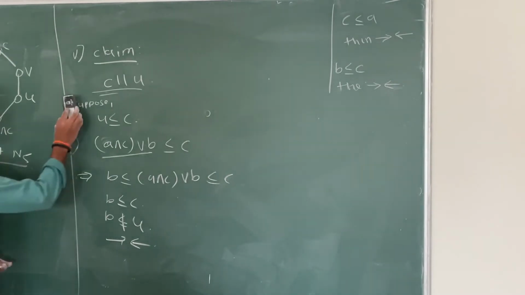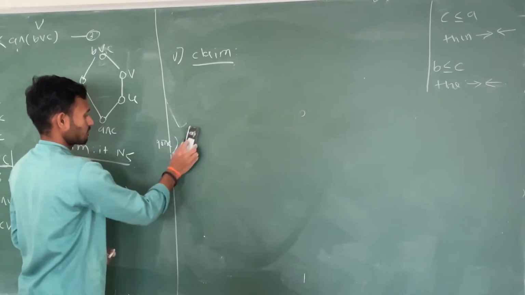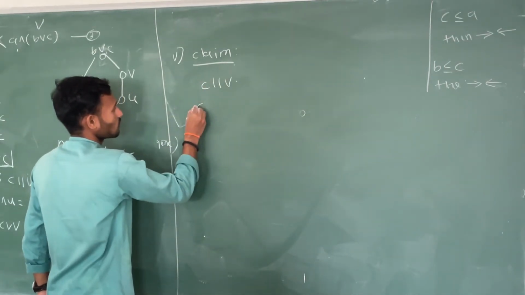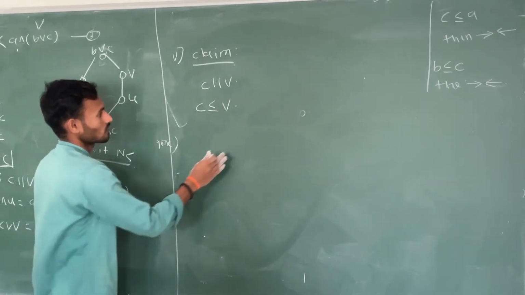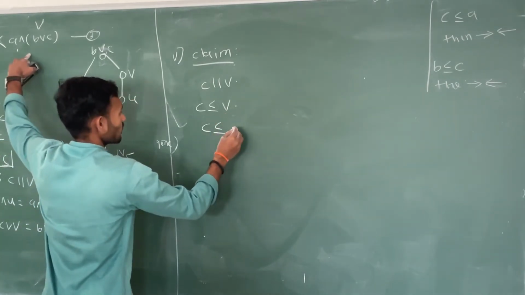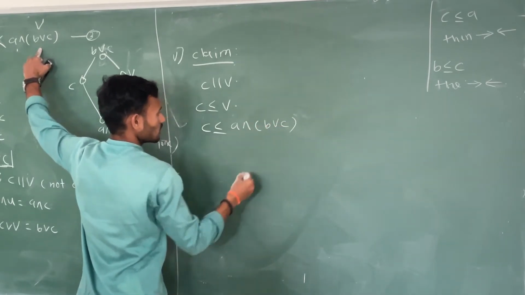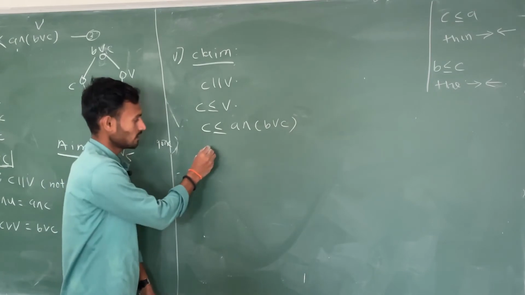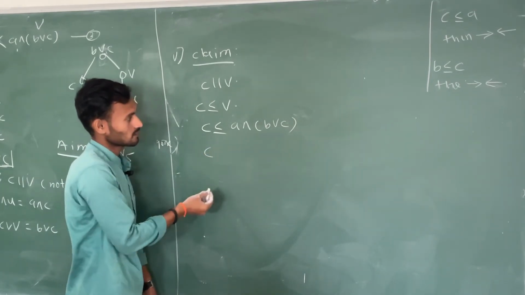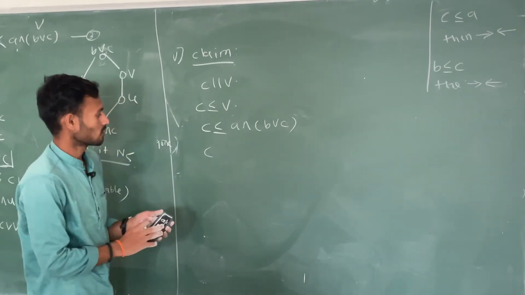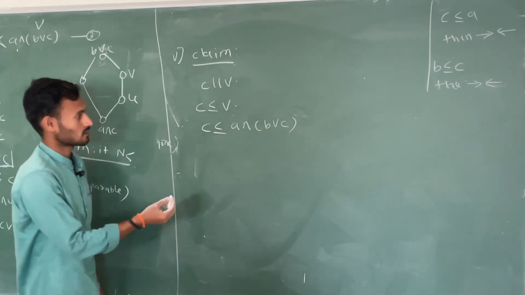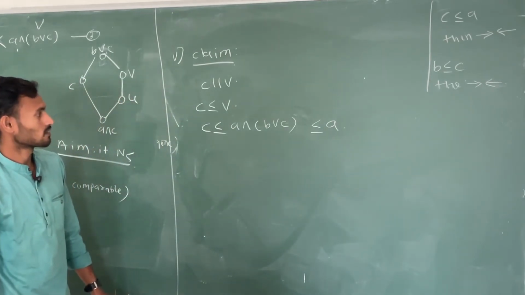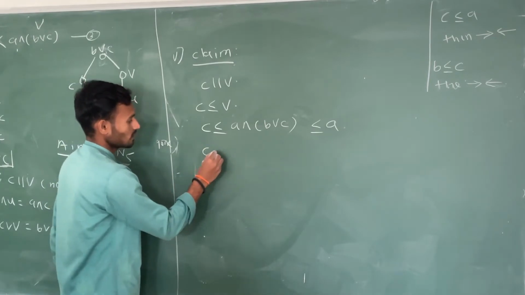Similarly for C is not comparable to B. So take C. C is less than or equal to what is the value of B? A meet B join C. From this, what can we write here? The right hand side is meet of two elements, so it is less than or equal to the individual ones, or not? Yes. There only you write the next step. That is clearly less than or equal to A, which is a contradiction. We already proved that C can't be less than or equal to A.